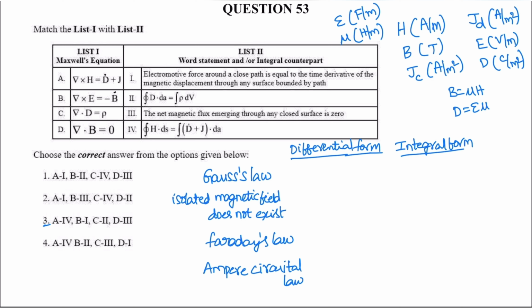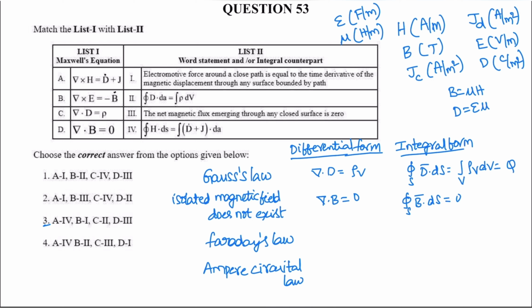Gauss law for electric field is del dot D is rho v. In integral form, it is written as the closed surface integral of D bar dot dS bar is equal to the volume integral of rho v dv, so that is the charge enclosed. Next, Gauss law for magnetic field: del dot B is 0. In integral form we can write the closed surface integral of B bar dot dS bar is 0.